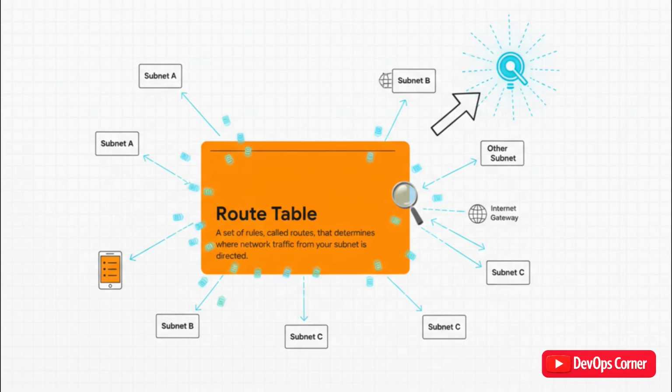Seriously, the best way to think about this is as the GPS for your network. Every single subnet gets one. It's just a simple set of rules, or routes, that tells all the little data packets, hey, if you're going to this destination, you need to go this way.